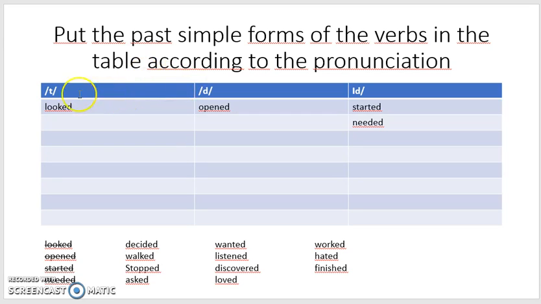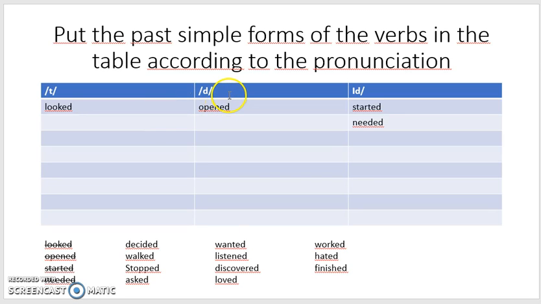Okay, so the first column, we have the sound t. This is the sound of the ed ending of the verb. Okay, so the verb is look. That's the base form, look. So you can hear it's a hard consonant, and you can probably hear the air from my voice. I'll say that again. Look. So in this case, we add t to the ed ending. So it becomes, in the past, looked.